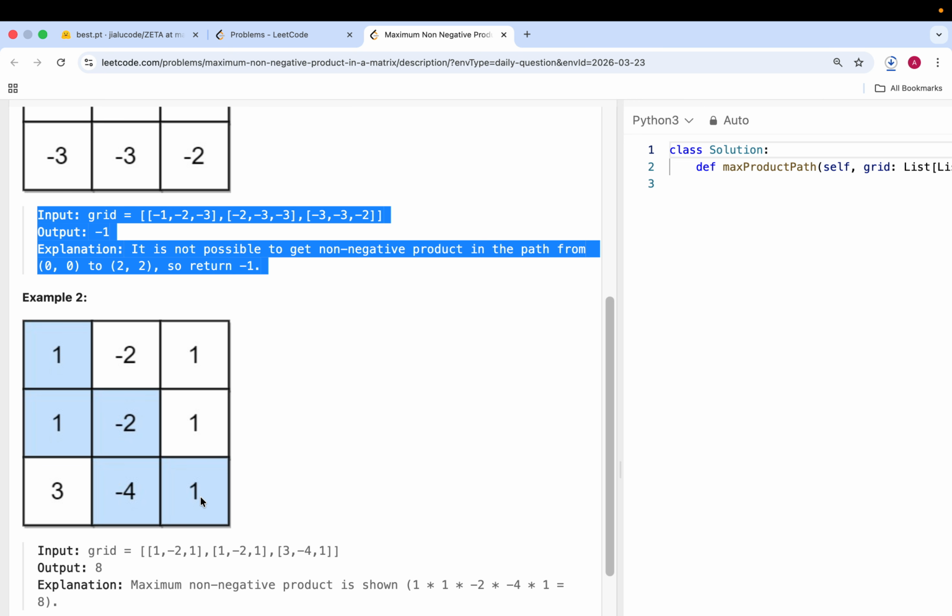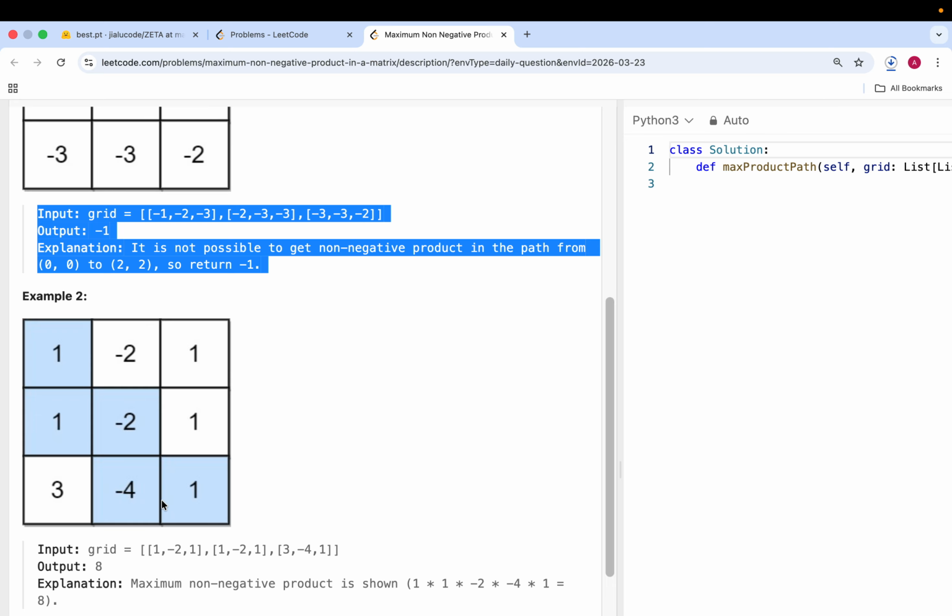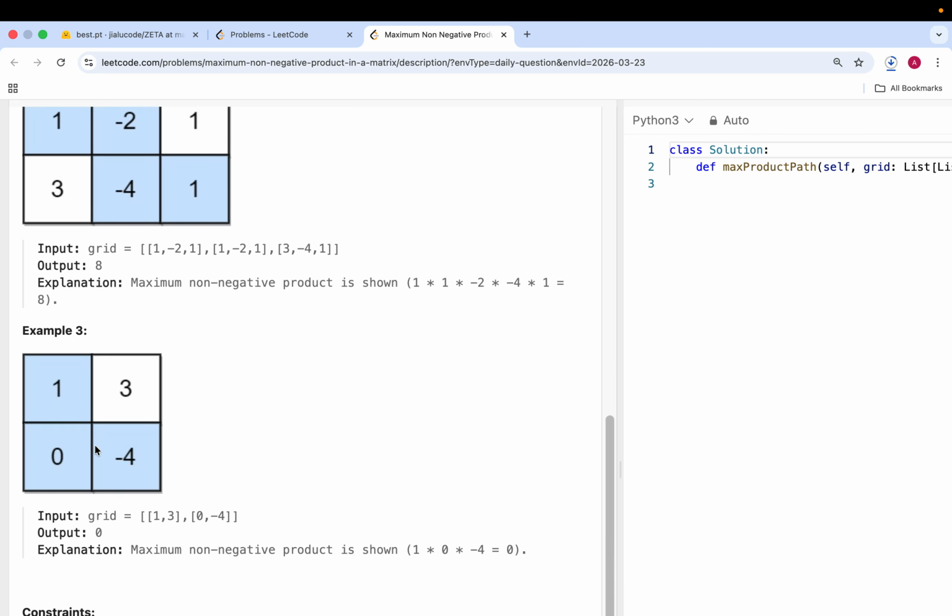Here you can have 8 by 1, get 8, and I guess that's the biggest one. And then, oh wow, 0, yeah, sure, 0, because any other way would be negative.